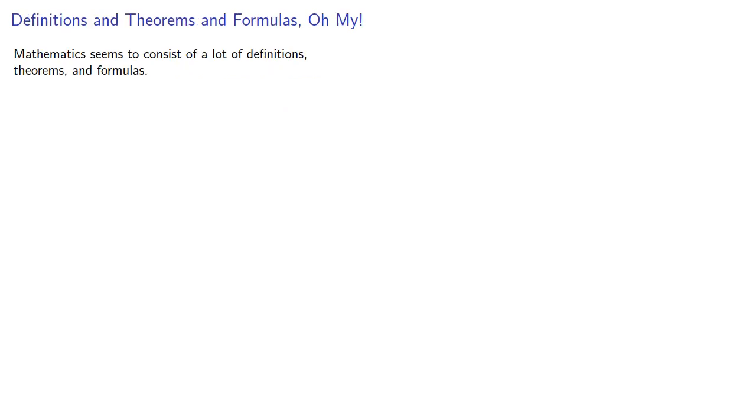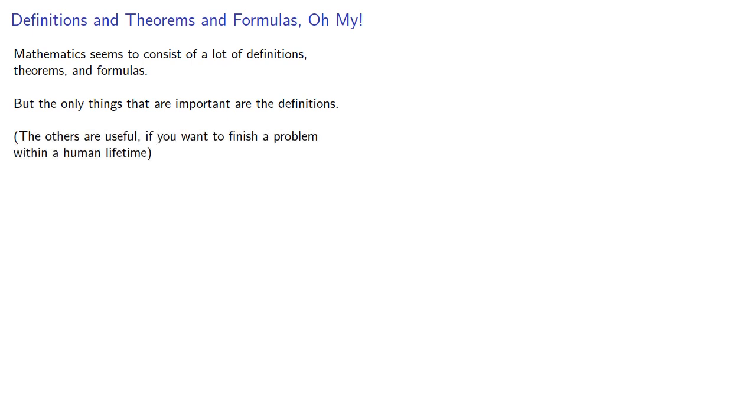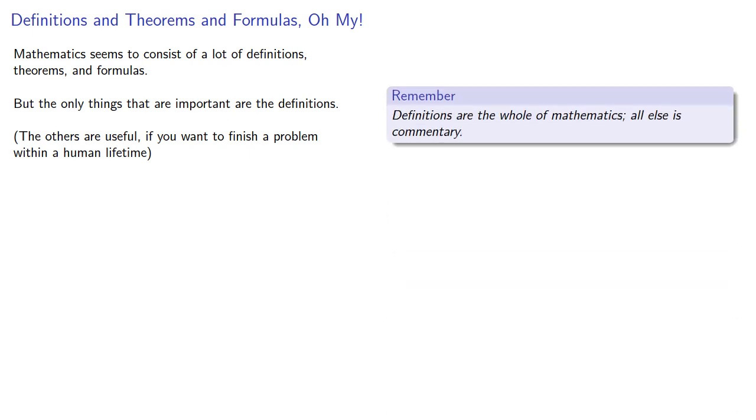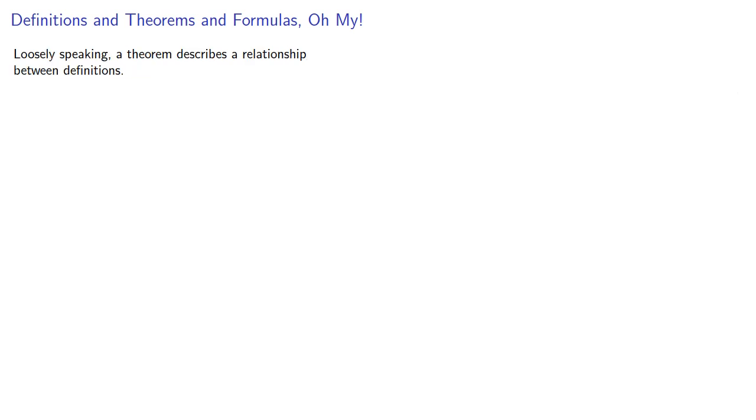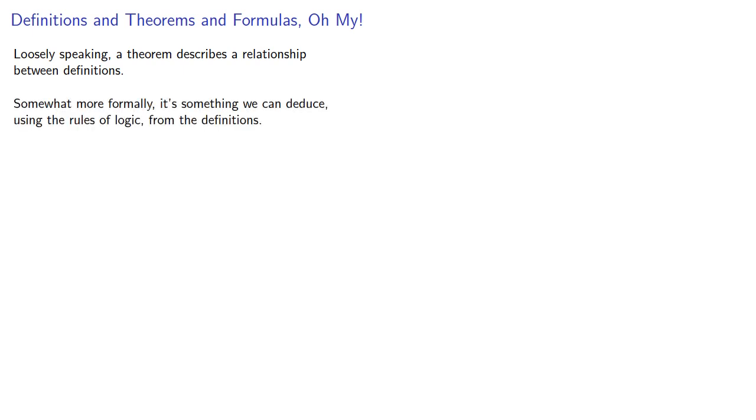So you might be under the impression that mathematics consists of a lot of definitions, theorems, and formulas. But in fact, the only things that are important are the definitions. Now, mind you, the others are useful if you hope to finish a problem within a human lifetime. But again, definitions are the whole of mathematics. All else is commentary. So loosely speaking, a theorem describes a relationship between definitions. Somewhat more formally, it's something we can deduce using the rules of logic from the definitions. More formally, we don't really need to worry about for this course.